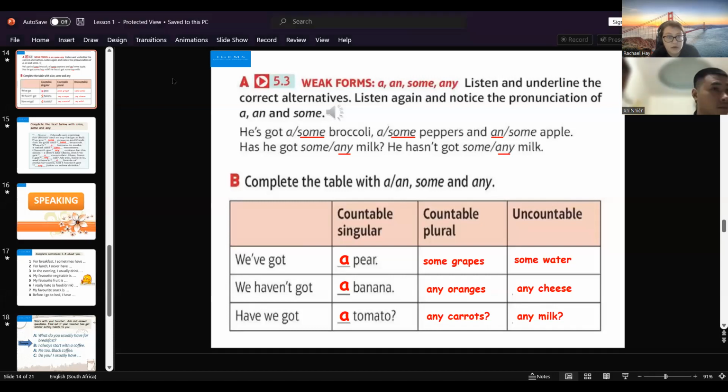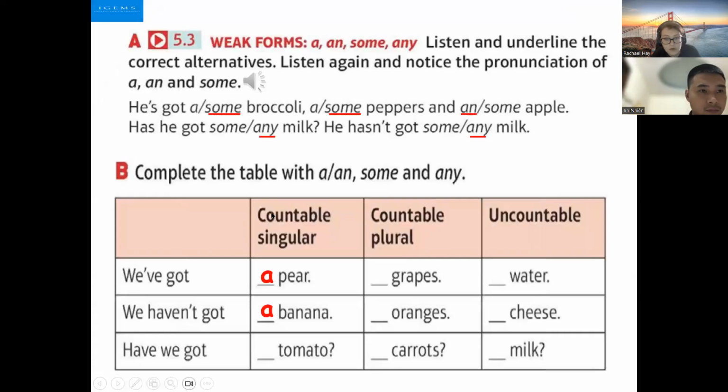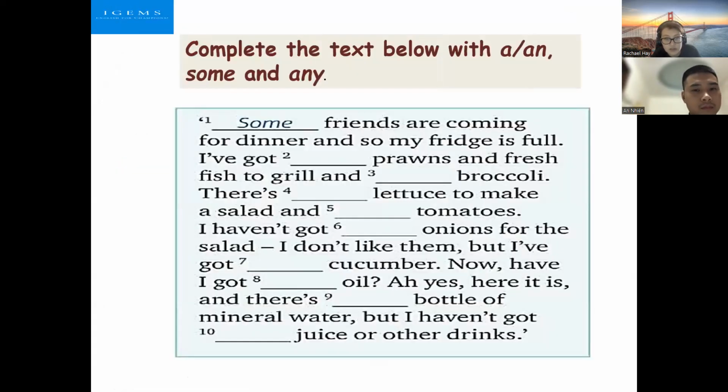I'm okay. Okay, good. Okay, so let's see what we are doing today. Okay, so we finished that. So we moved on to this one. Complete the text below with a or an, some, and any. Some friends are coming for dinner, and so my fridge is full. I've got prawns and fresh fish to grill. So what is number two?